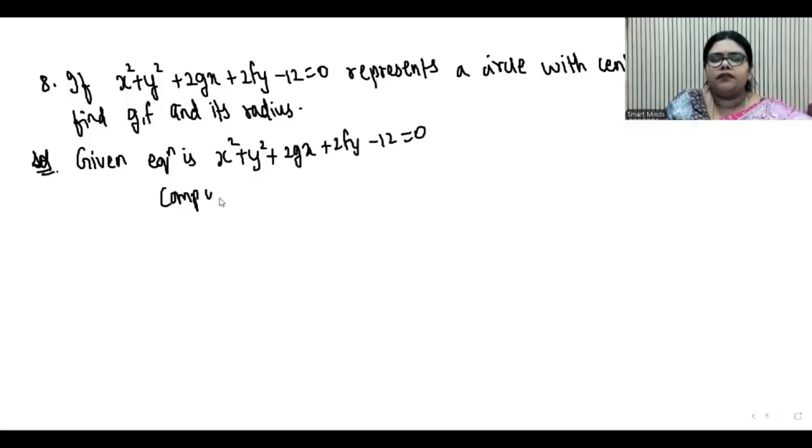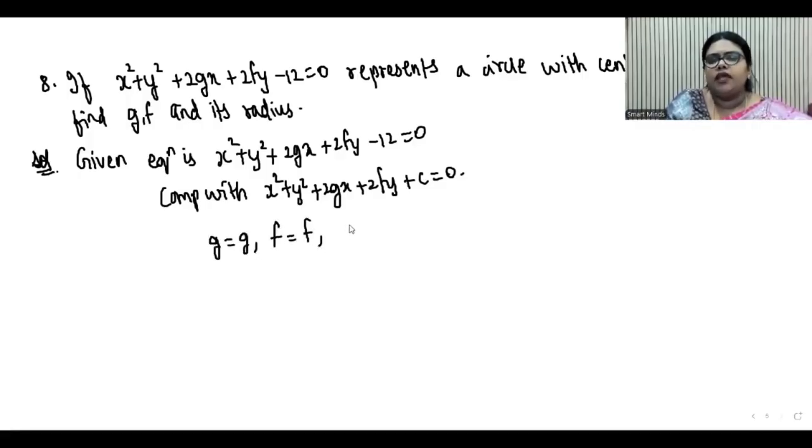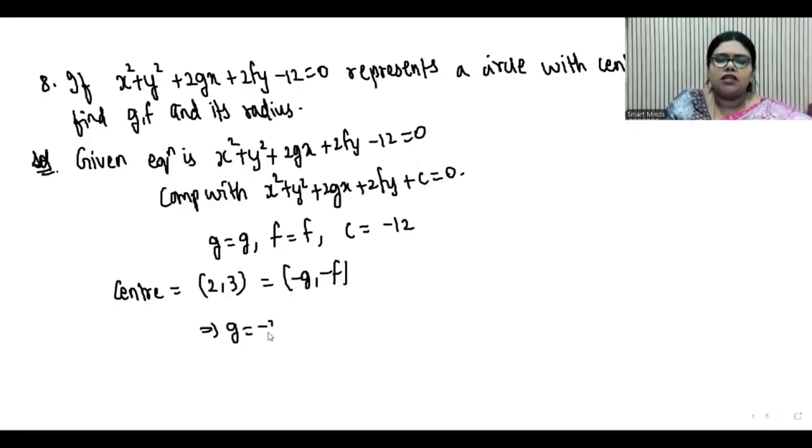So first you compare this equation with x² + y² + 2gx + 2fy + c = 0. So in the place of g you have g itself, in the place of f you have f itself, in the place of c you have -12. Now what is the center given? Center is (2, 3). But the center formula is (-g, -f). That means g is -2 and f is -3. So you got the g and f values, and we already know c is -12.